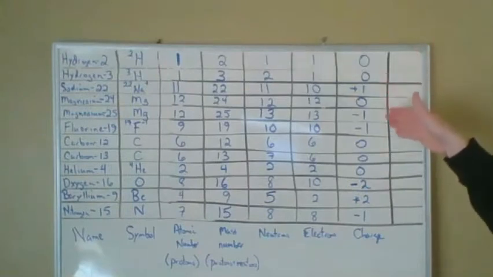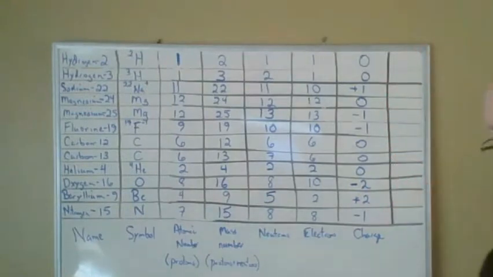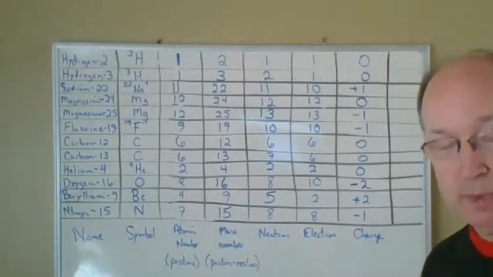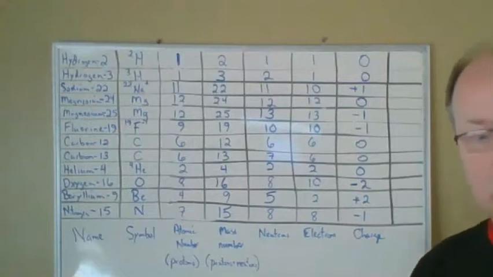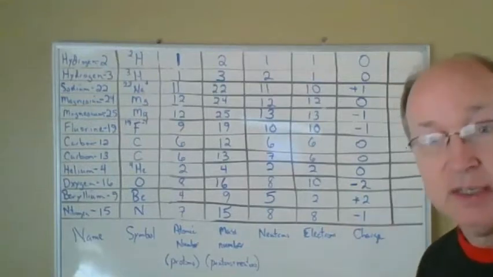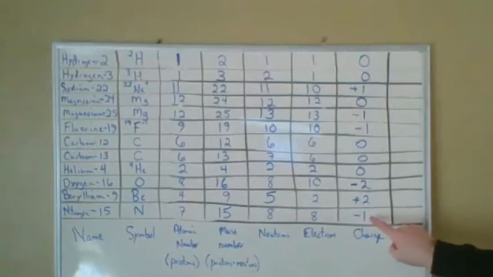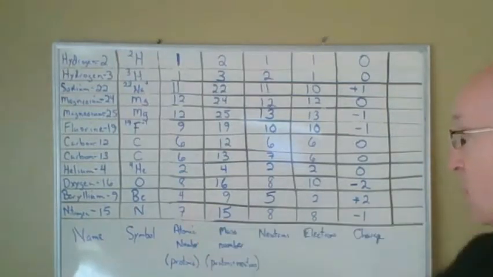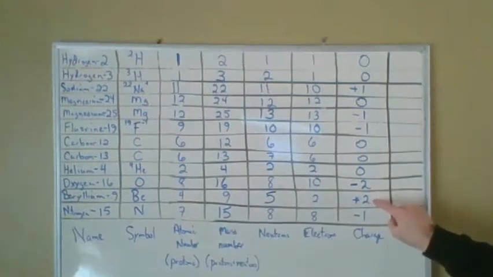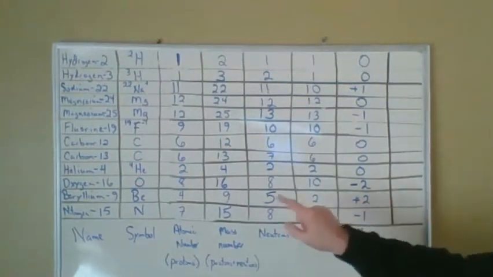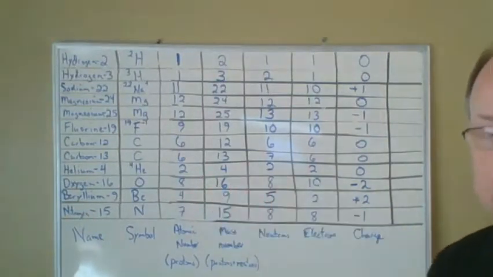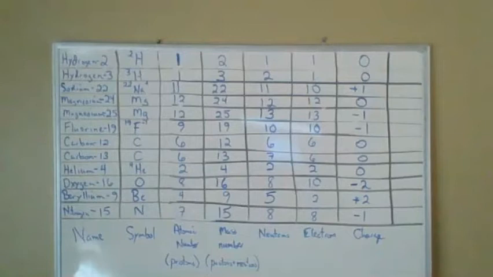Remember, this last column over here is the charge. It tells you if there are more electrons than protons or more protons than electrons. If there are more protons, it's a positive charge. If there are more electrons, it's a negative charge. You can see down here, this one is a -1 because there are 8 electrons and only 7 protons. This one is a +2 because there are 2 electrons and 4 protons. All right. So that basic idea follows through there.